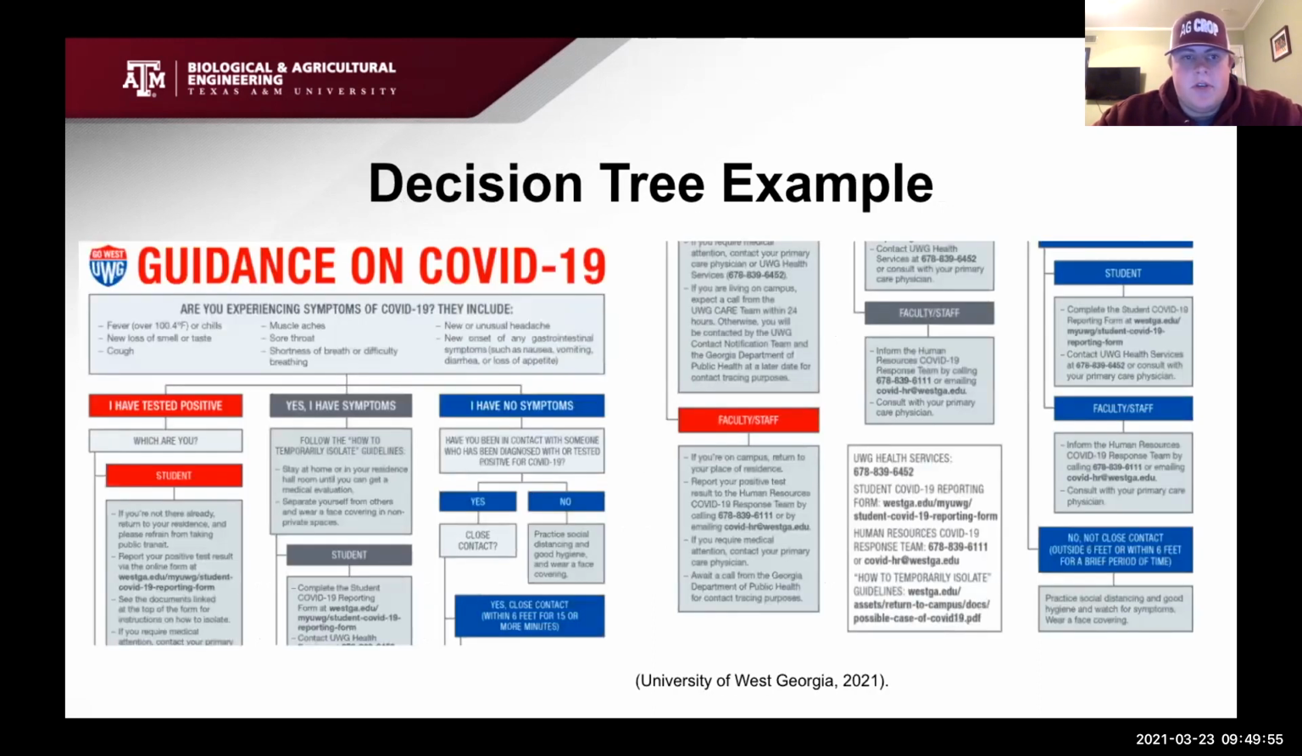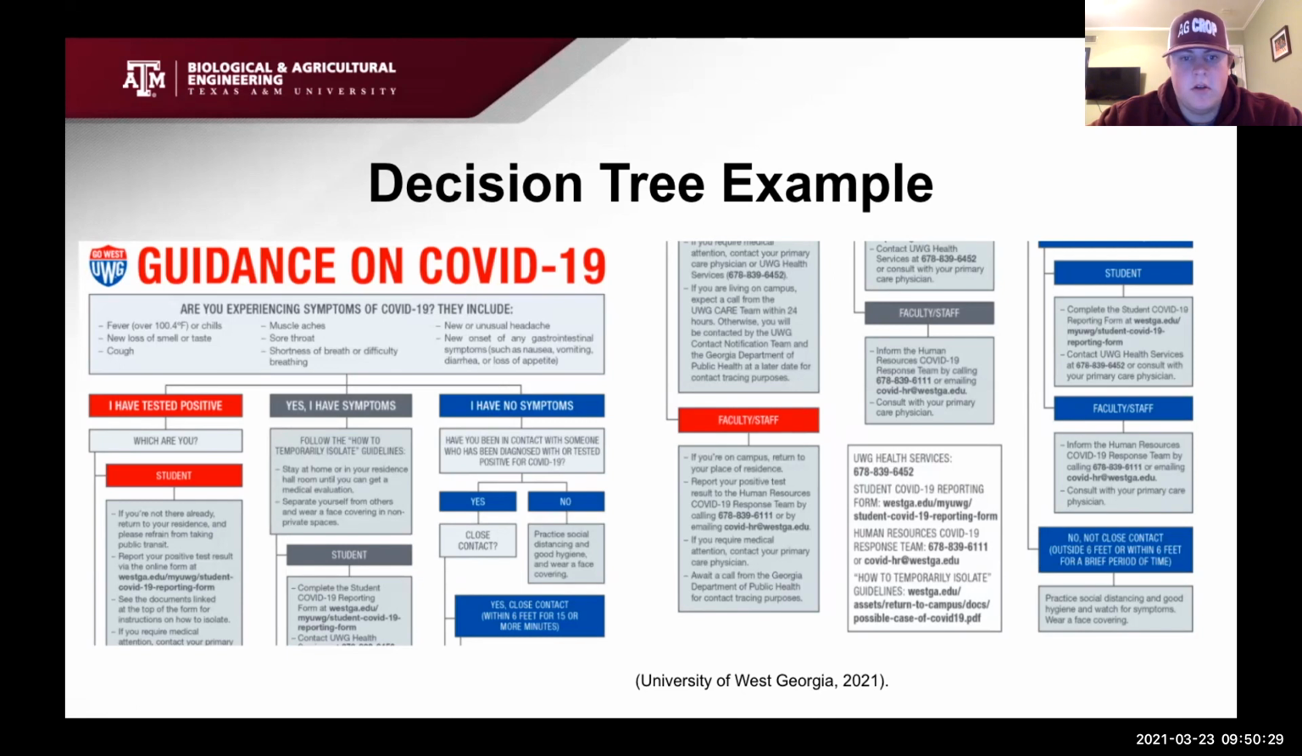So here's a decision tree example that I found that I think will be really effective in getting the point across of what we're trying to design. This was put out by the University of West Georgia. So in this decision tree, you can see the very top major thing is the listed out symptoms of COVID-19. So no matter who looks at the chart, whether they're familiar with symptoms or not, they'll have a list that they can quickly refer to when determining, yes, I have symptoms, no, I have no symptoms, things like that.